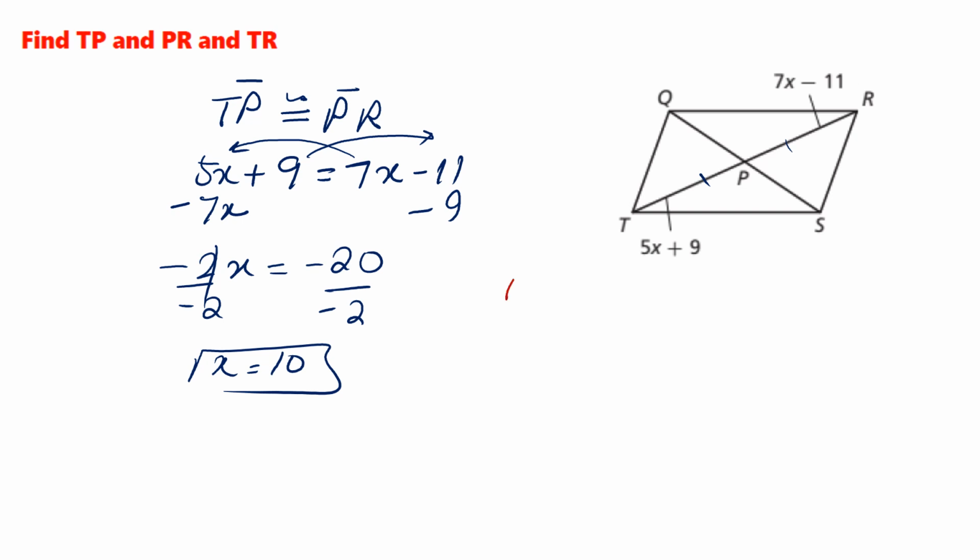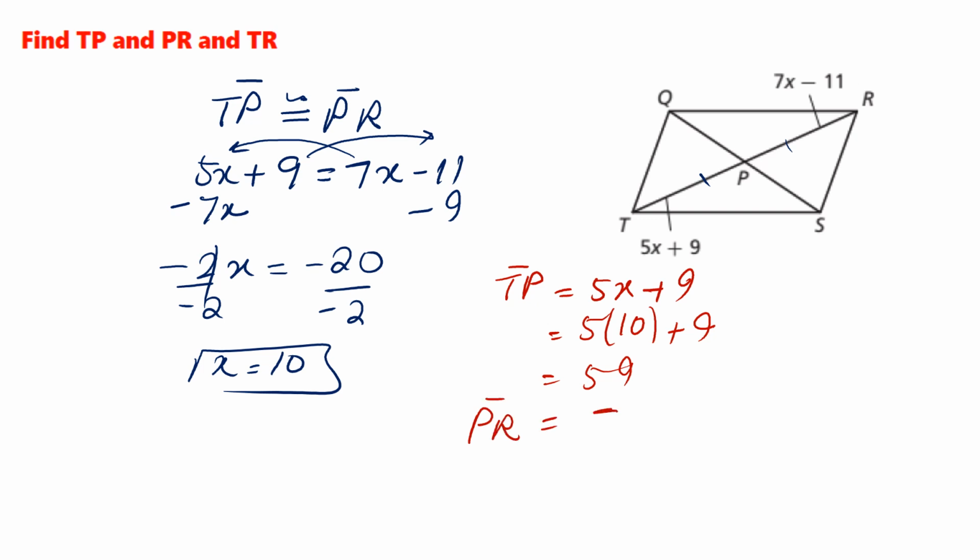Now find out first TP. TP is 5x plus 9. So 5 times 10 plus 9 gives you 59. What about the PR? So PR is 7x minus 11, which gives you 7 times 10 minus 11, again 59.